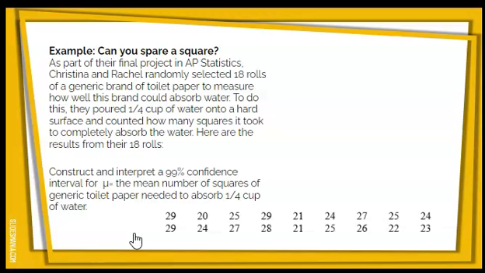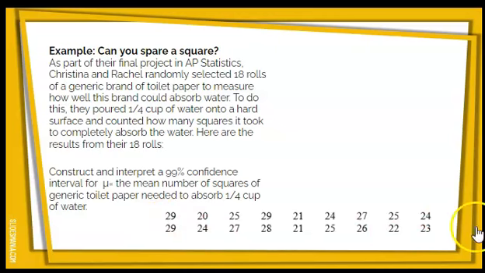All right, let's try an example. As part of the final project in AP Stats, Christina and Rachel randomly selected 18 rolls of a generic brand of toilet paper to measure how well this brand would absorb water. To do this, they poured a fourth of a cup of water onto a hard surface and counted how many squares it took to completely absorb the water. Here are the results from their 18 rolls. Construct and interpret a 99% confidence interval for mu, the mean number of squares of generic toilet paper needed to absorb a fourth of a cup of water.